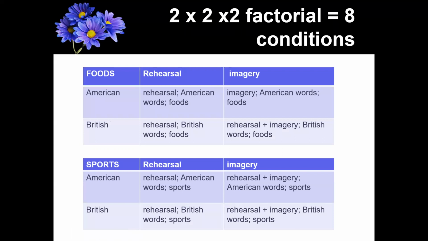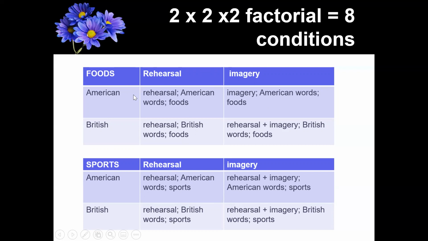Okay, here's what that looks like. Again, you can use this little box thing. So we're going to have two, of course, because we'd have to do 3 dimensions with a three-way design, but we're going to have rehearsal for American words and for foods. That's going to be our first condition. We're going to have imagery for American words, and it's going to be foods. All this stuff up here is foods. All this stuff down here is sports.